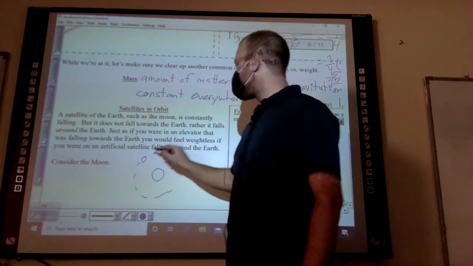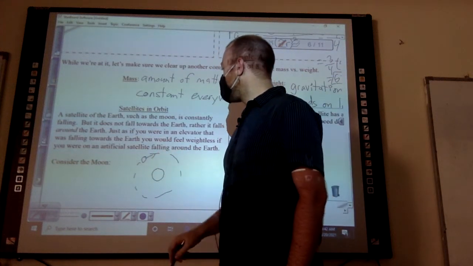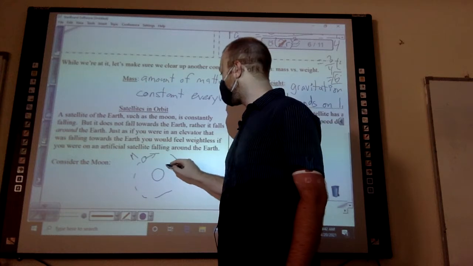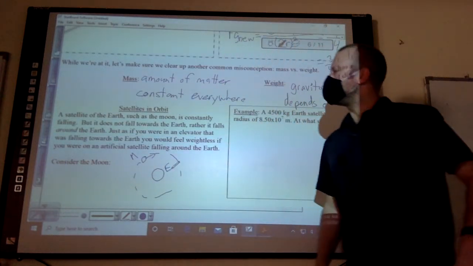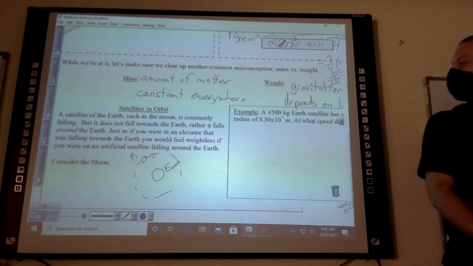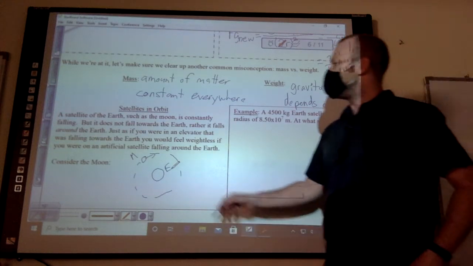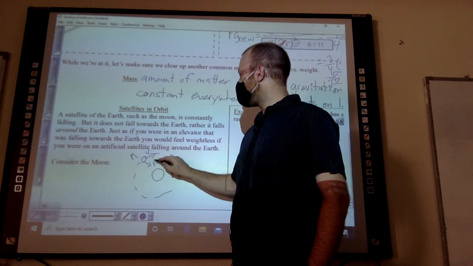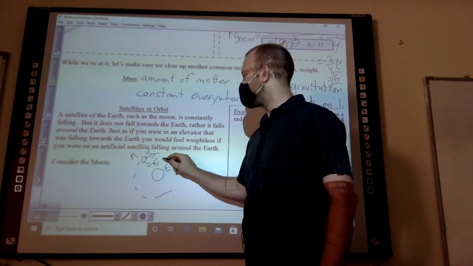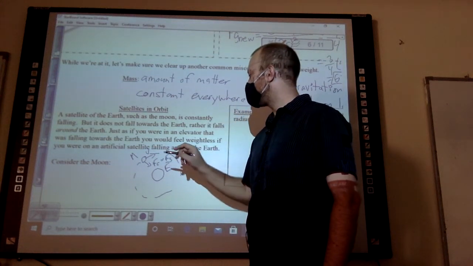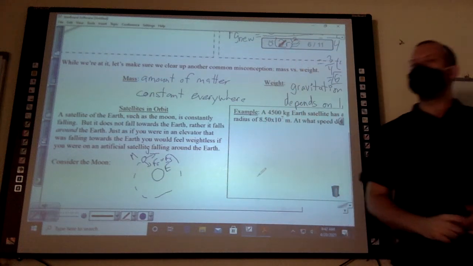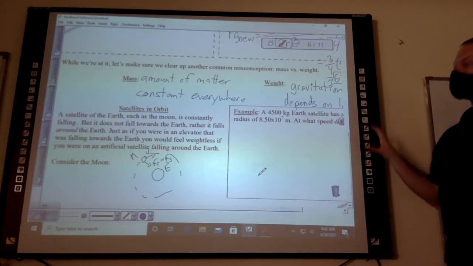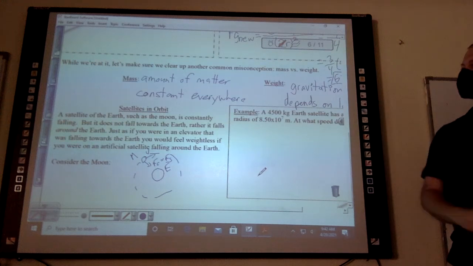So this is what's happening. Here's the moon. Here's the Earth. And essentially between these two there's this force of gravity. Here's its velocity. Here's the centripetal force, which is also in this case equal to the force of gravity. The moon is moving, but it's also falling towards the Earth at the exact same time.